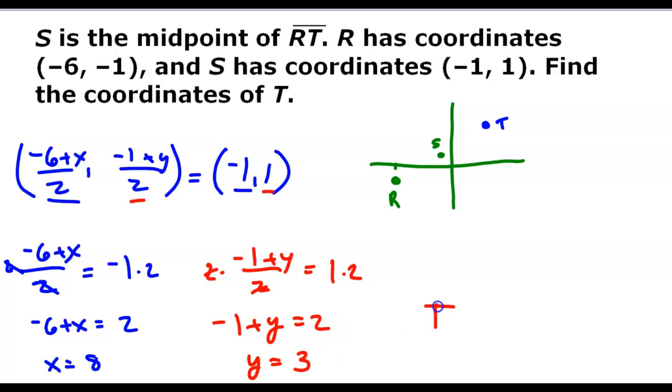So does the ordered pair for T of 8, 3 seem like it could be right? I go to the right 8, up 3. That's in the right location. Again, this is not a perfect graph. It's not drawn to scale. I don't have a coordinate plane, I don't have grids on there, but it gives me an idea. 8, 3 could be right.